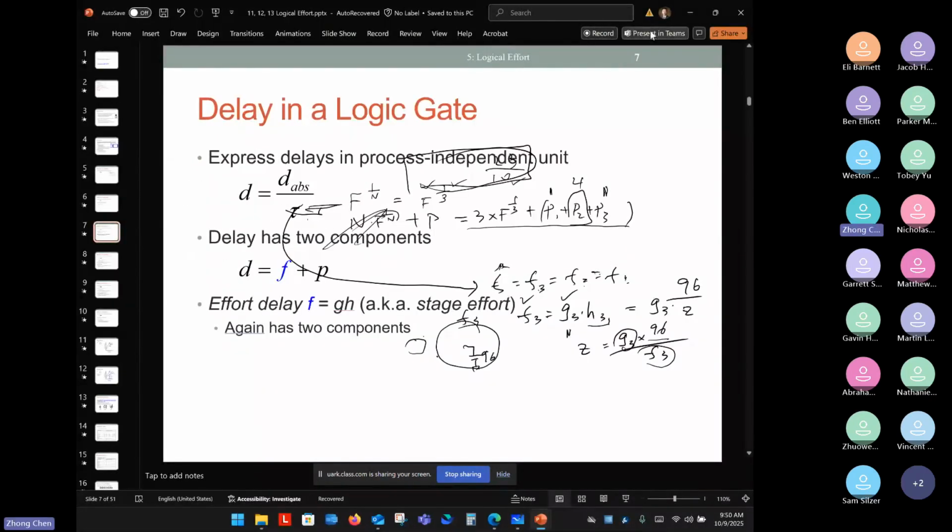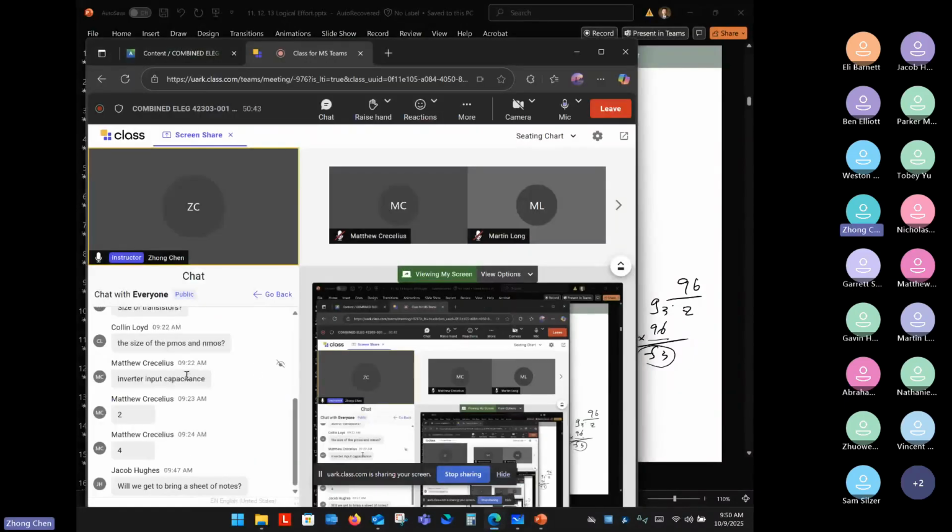Okay, back to this. Let me see the chat message. Any other question? Will we get to bring a sheet of notes? No, there's no cheat sheet allowed. I will provide all the equations which you need, for this table, the G table and P table.